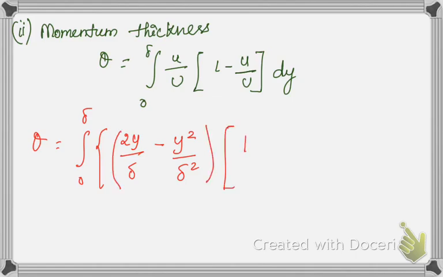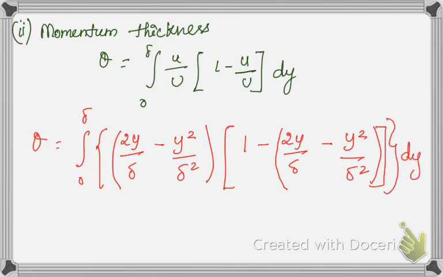into 1 minus 2y by del minus, here also I have to put one bracket, otherwise I will make some mistake, minus y squared by del square, close all the brackets, into dy. The common mistake we will be making here is a careless mistake. The problem is going to be very simple, so I will go step by step. First I will take this minus sign inside, then we will multiply and do the calculation next.